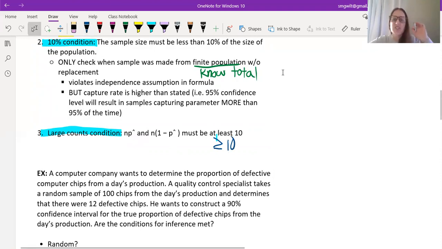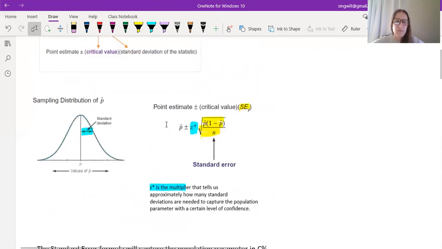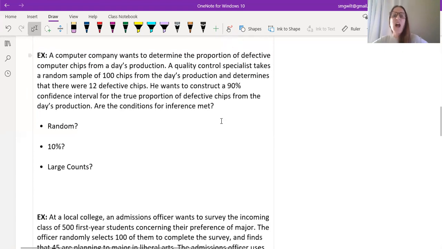So in the first example, we're just checking these three conditions. And then we're going to go into how to calculate Z star and then how to plug into that entire formula for our confidence interval.